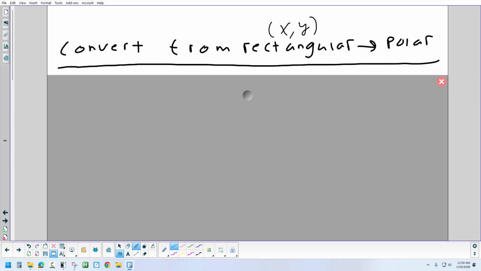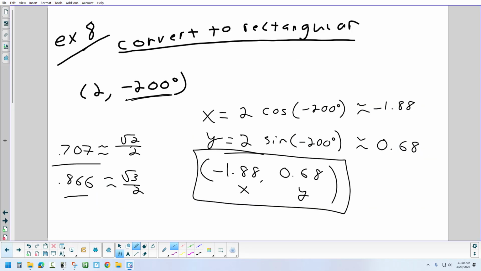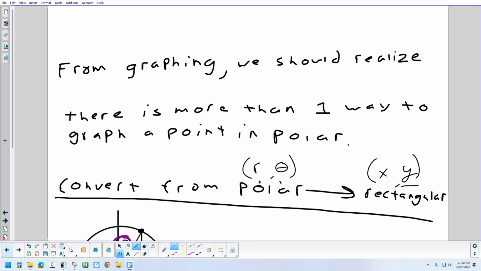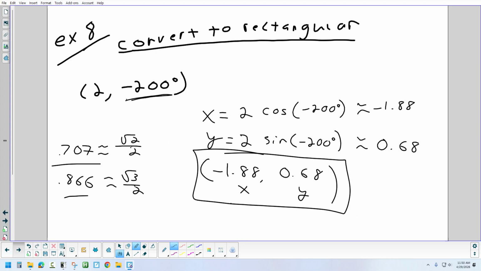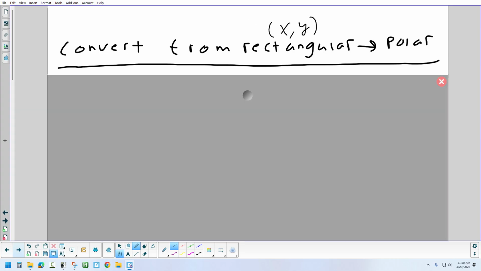So this is the same thing we just did right here, except it's the other way now. So rectangular, I give you the x and the y. And what's the goal in polar? You need the radius and you need the theta. Okay, so we're going to draw a picture and see if we can figure out how to get the r and the theta.